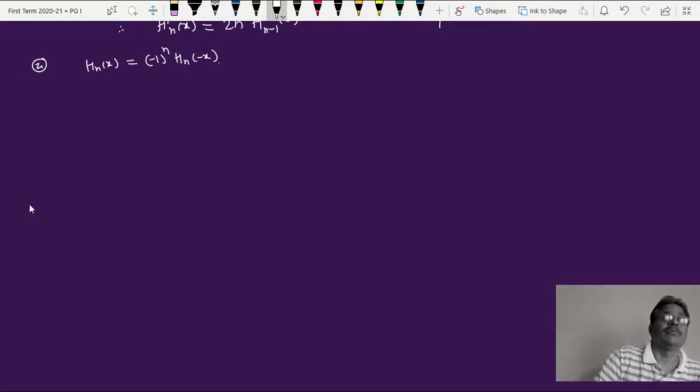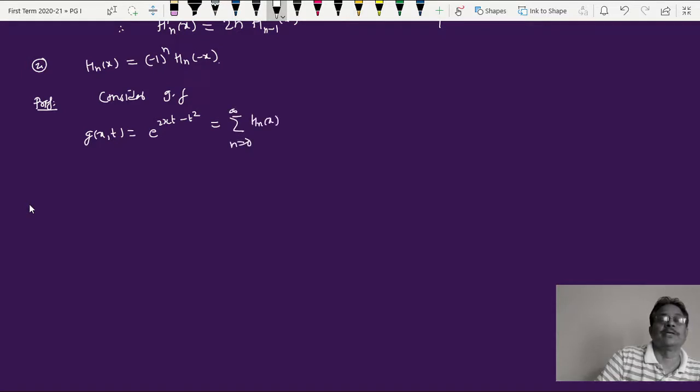So again, the proof will go a bit faster here. Consider the generating function. Again it is g of x, t is equal to e raised to twice xt minus t square, that is equal to summation over n equal to 0 to infinity h n of x into t raised to n upon n factorial. This is my given generating function. Now we have to replace something with transformations.